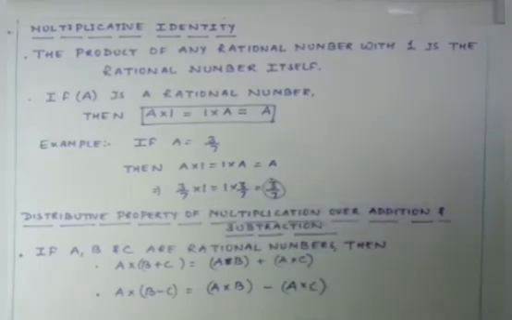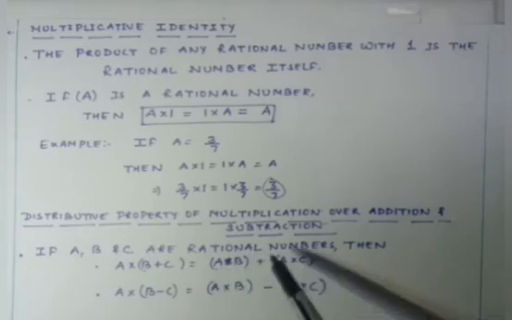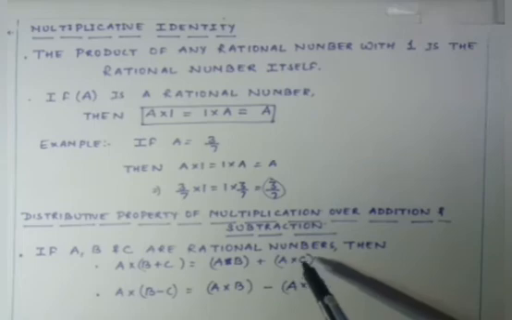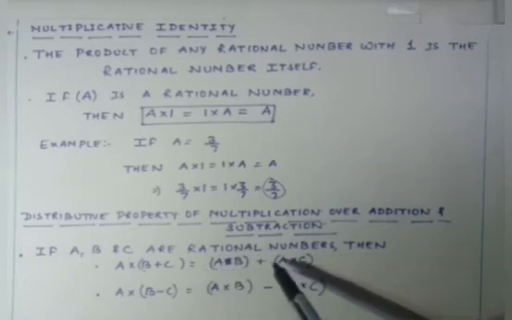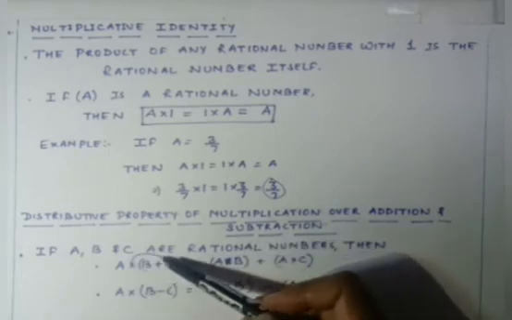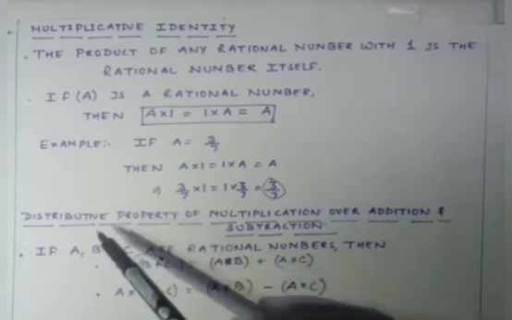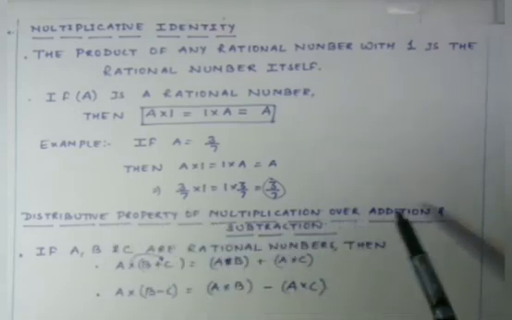Let us come to the last property, that is distributive property of multiplication over addition and subtraction. If a, b and c are three rational numbers, then according to the property of addition, a into (b plus c) is equal to (a into b) in one bracket plus (a into c). That is the distributive property of multiplication over addition. This is multiplication over addition. That is why it is called distributive property of multiplication over addition.